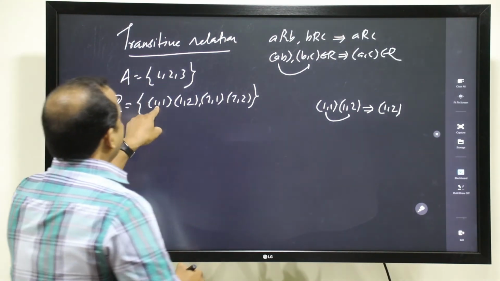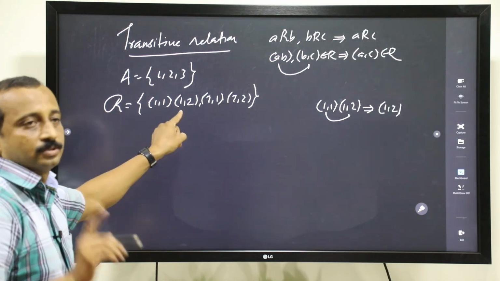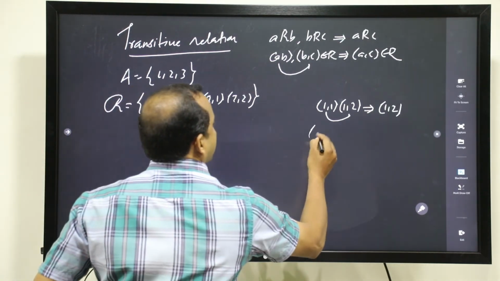For the second, (1,1), the y coordinate is 1. Select whether there is any other pair with x coordinate 1. No, there is only one pair. Now we consider the second pair, (1,2).